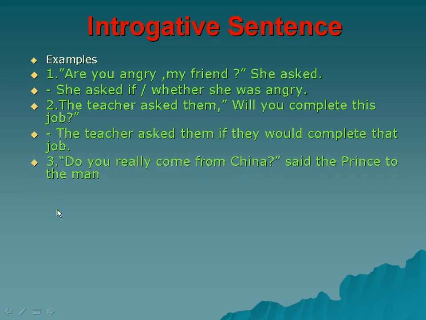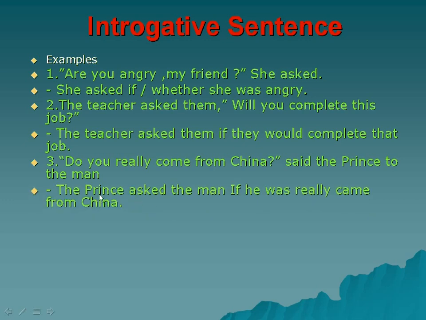See third example. Do you really come from China? said the prince to the man. This is also an interrogative sentence, a yes/no type question, because the sentence begins with do and there is a question mark at the end of the sentence. So it is a yes/no type question. How can we make it indirect narration? See here. The prince asked the man if he really came from China.